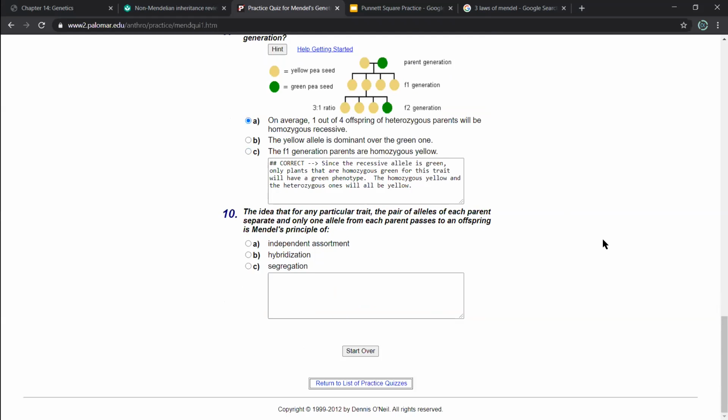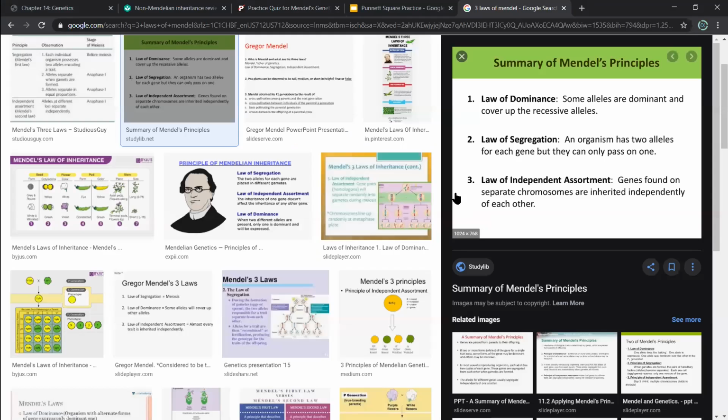The final question, the idea that for any particular trait, the pair of alleles from each parent separate and only one allele from each parent passes to an offspring, is Mendel's principle of blank. Okay, the answer here was C. And it seems like this is a difficult concept, Mendel's laws in general, for all of you. So let's just go over them one more time before our class ends.